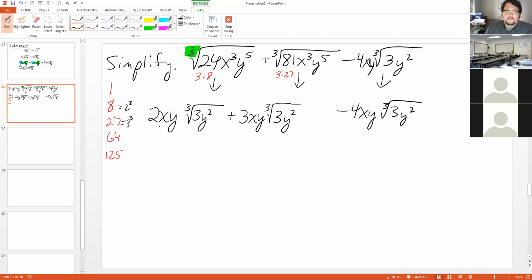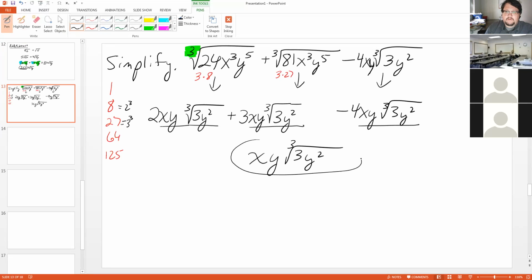And now, xy cube root of 3y squared, xy cube root of 3y squared, xy cube root of 3y squared. So initially these did not look like they matched, but once I broke these down into what could break down and what couldn't, now they all match. So 2 plus 3 is 5, minus 4 is 1. So 1 xy cube root of 3y squared, that's my answer.